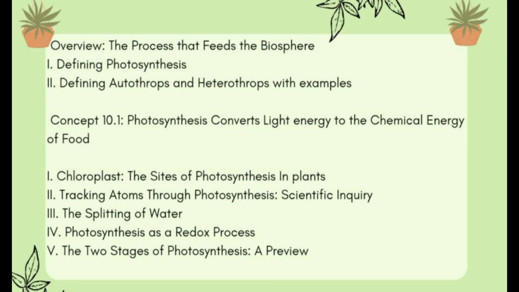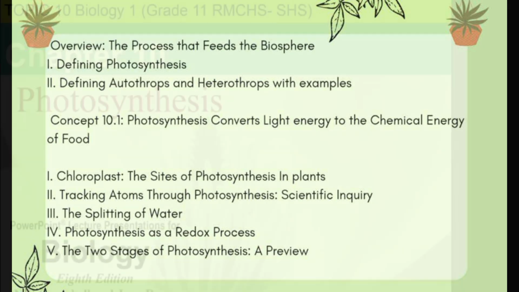This is the table of contents for this video. Number 1. Overview. The process that feeds the biosphere, defining photosynthesis and the definition of autotrophs and heterotrophs with examples. Number 2. Concept 10.1 entitled Photosynthesis converts light energy to the chemical energy of food. The subtopics are chloroplasts, the sites of photosynthesis in plants, tracking atoms through photosynthesis scientific inquiry, the splitting of water, photosynthesis as a redox process, and the two stages of photosynthesis a preview.